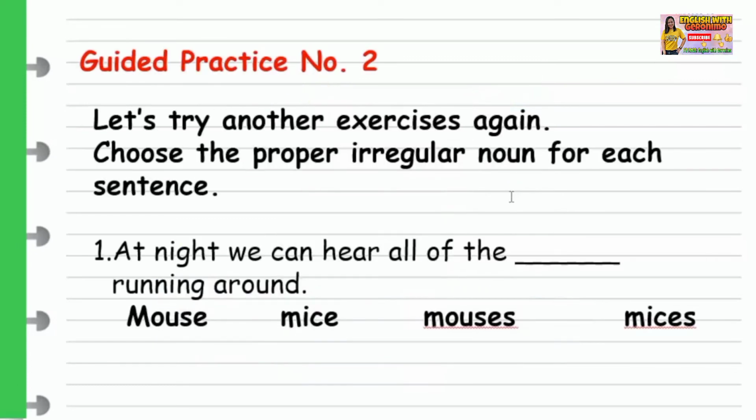Now let's try another exercise. Choose the proper irregular noun for each sentence. Number 1. At night, you can hear all of the blank running around. Is it mouse, mice, mouses, mices? Very good. It's mice.